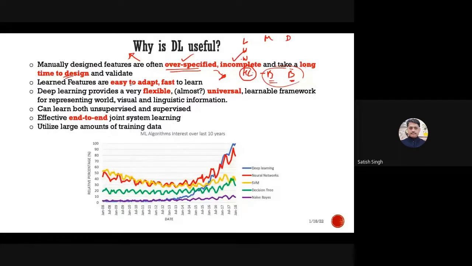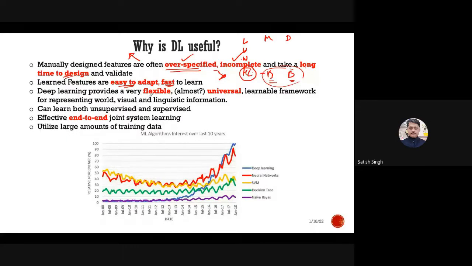Learned features are easy to adapt. These are specification-based features, meaning feature engineering. Here there is no such feature design. So these are learned features, or learning based features. Easy to adapt: you can change the data and the features can be learned again. It is not required that every time there should be some expert. An expert is not at all required to generate the features, because this is not a feature generation mechanism. It is very automatic and fast to learn.